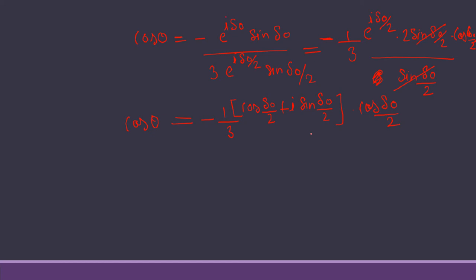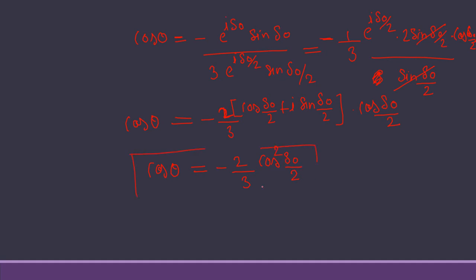Now equate the real part from both sides. So you will get cos theta will be equal to minus 2 by 3. Here one more 2 is there. This is a 2. So minus 2 by 3 cos delta naught by 2 square.